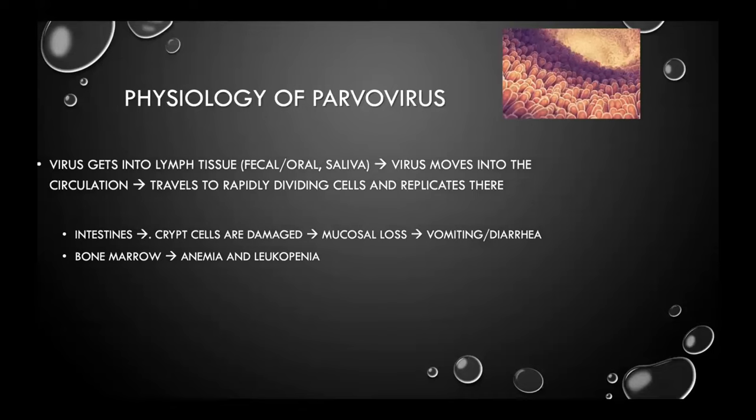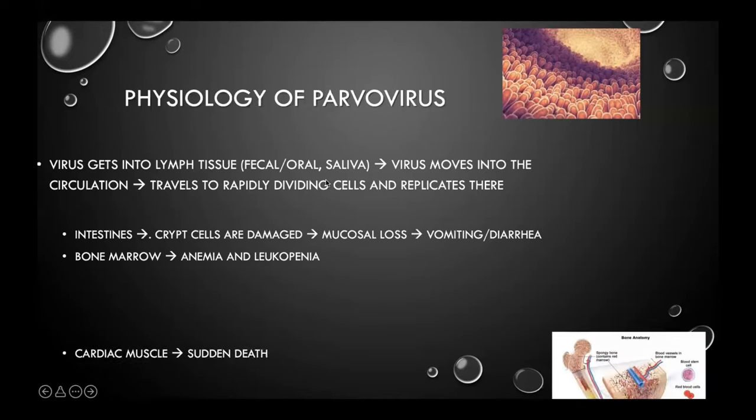So parvovirus, the virus gets into the lymph node tissue, either fecal oral or from the saliva, moves into circulation, and then goes to rapidly dividing cells and replicates there. Everybody knows that, in general, it causes damage to the intestines. So the crypt cells, like we just talked about, are damaged. You get mucosal lining loss that causes the vomiting and the diarrhea, but it can also go into the bone marrow, which can cause anemia and leukopenia. So your white blood cell count can be very low.